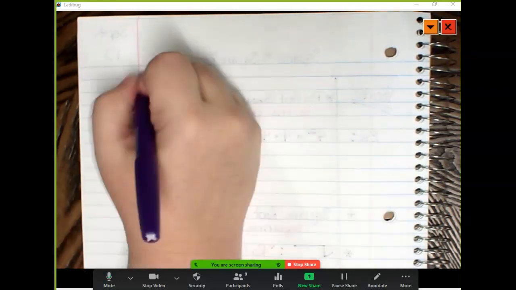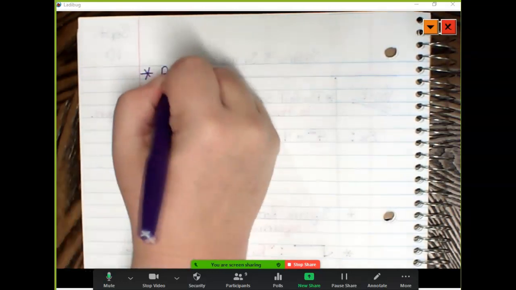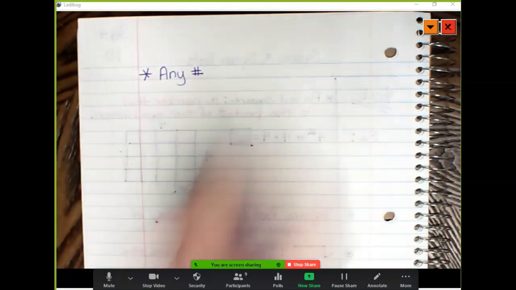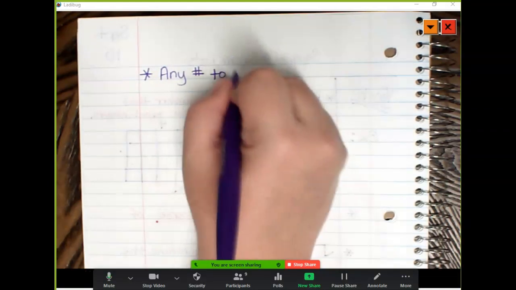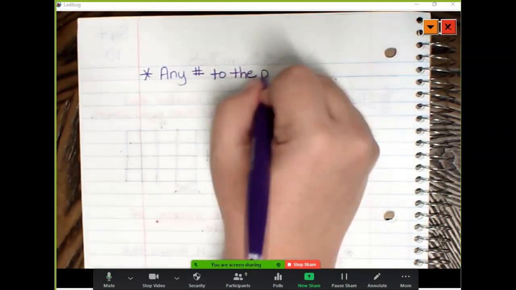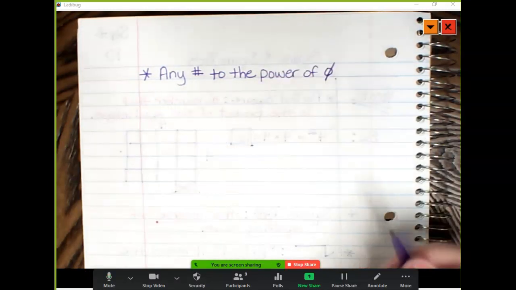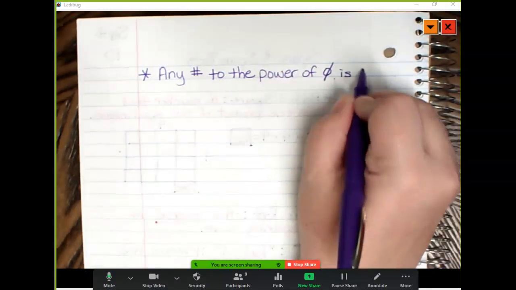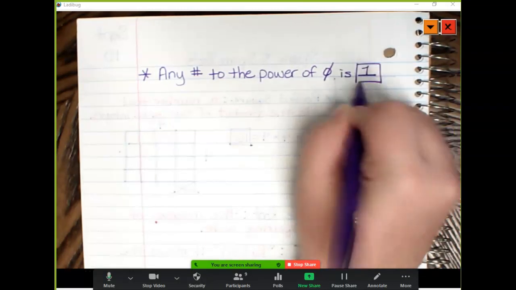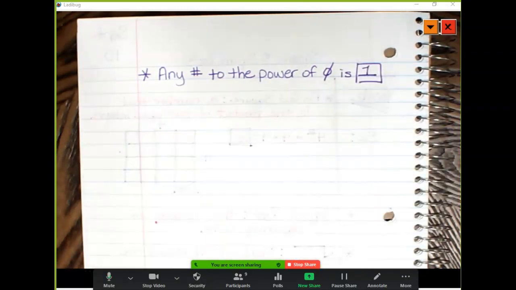All right, so the first thing I need to know about perfect squares and square roots is any number to the power of 0. The answer will always be 1. Any number raised to the power of 0 is always 1.